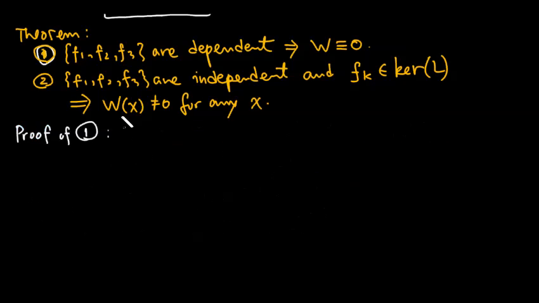Let's now consider the proof of the first case here. If these things are dependent, the Wronskian is going to be 0. So dependent, by its definition, means there are constants.